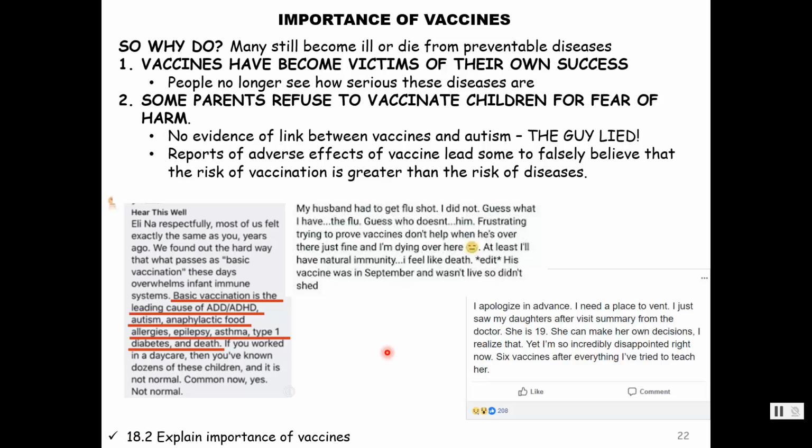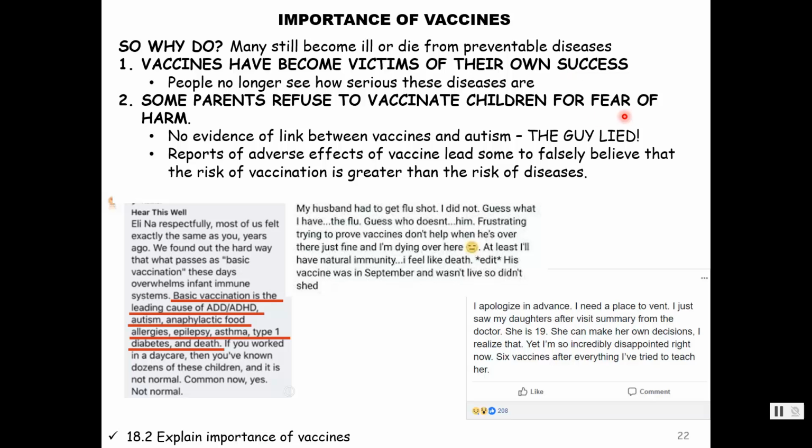So why do we still have them? Like I said, not to trash people. People are doing what they think is best. But vaccines have basically become victims of their own success. People haven't witnessed or seen these diseases, and they don't know the repercussions of getting these diseases. A lot of these lead to neurological issues. Polio leads to paralysis. And so no one's ever seen these diseases before.